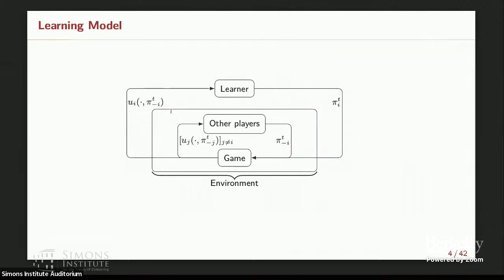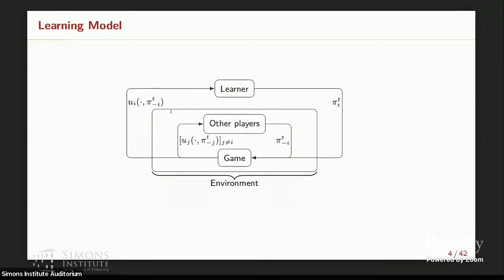The learner is playing some policy, indicated here. I is us, the learner, and T is the current policy at time T. So that policy, along with the opponent's policies, gets fed into a game, and out pops a utility, which the learner can now learn from. And likewise, the other players will see their utilities and they can learn from them as well.